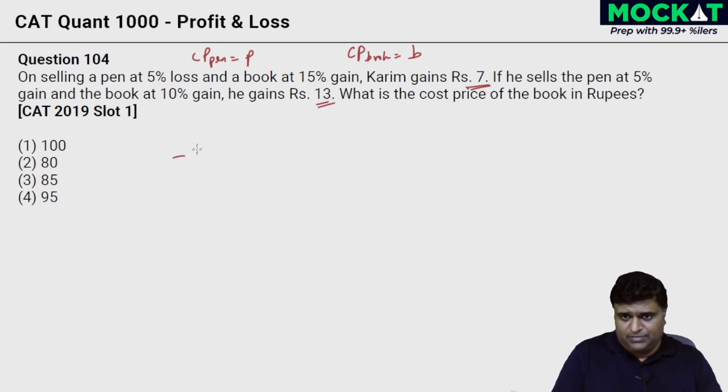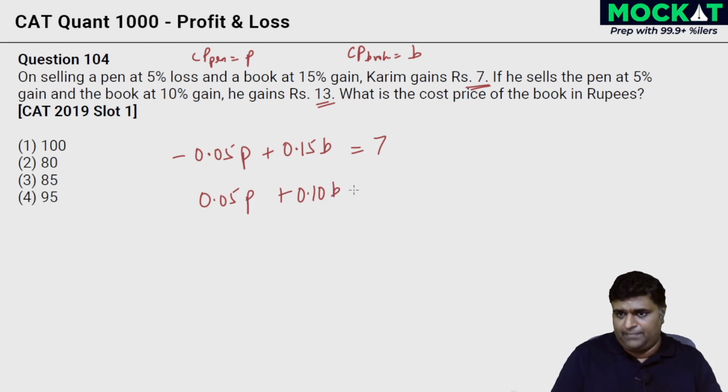5% loss on this is minus 0.05p, right? Loss is a percentage of the cost price. 15% gain over here is plus 0.15b, and the total is 7. In this case, it's plus 0.05p plus 10% gain, plus 0.10b. Why is it plus in both cases? In both cases, it's going to be a gain and a gain. Here it was a loss, so minus. And this is going to come to 13.